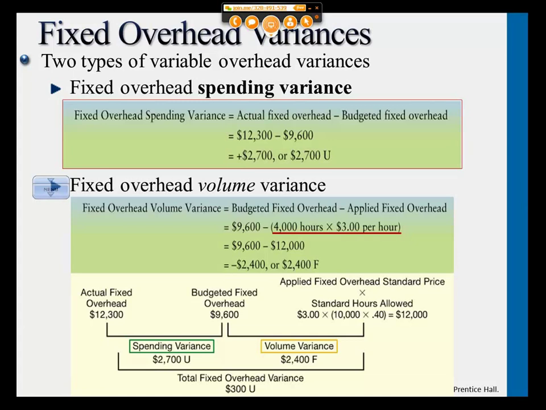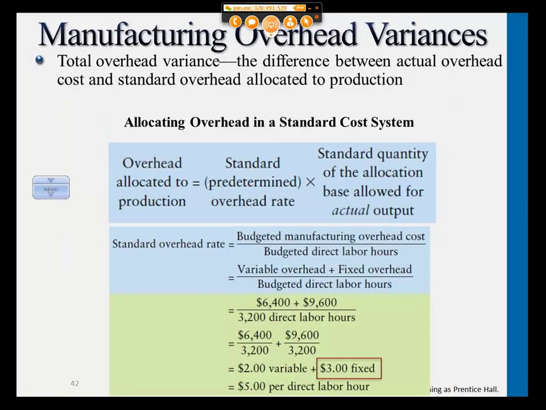Another thing, so 2,700, why is it unfavorable? It means that we incurred $2,700 more in our fixed overhead than what we budgeted, right? And the 2,400 to the right, that's favorable. That practically means that more overhead was applied to jobs than was budgeted, which is a good thing, right? And that resulted in the positive volume variance.